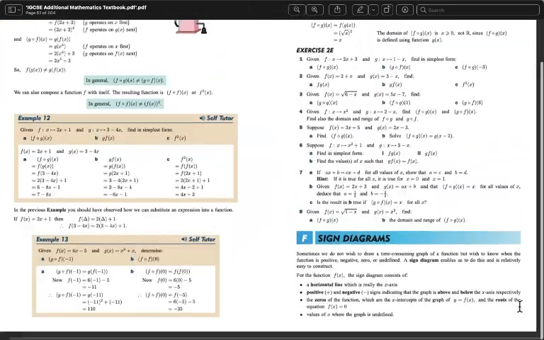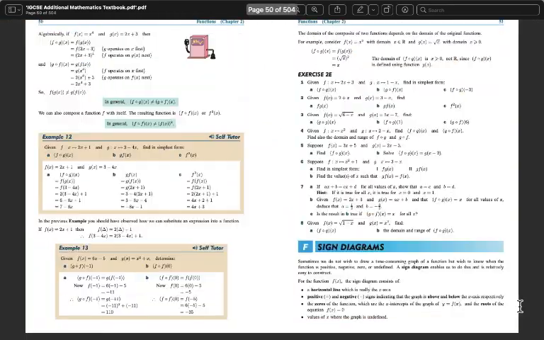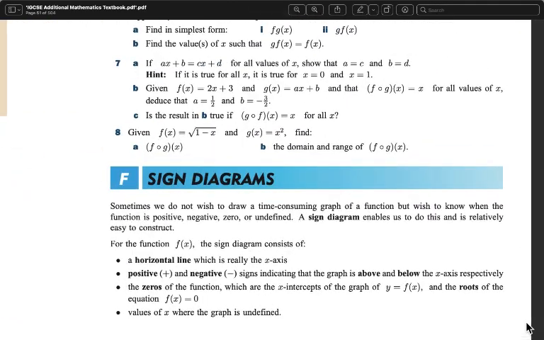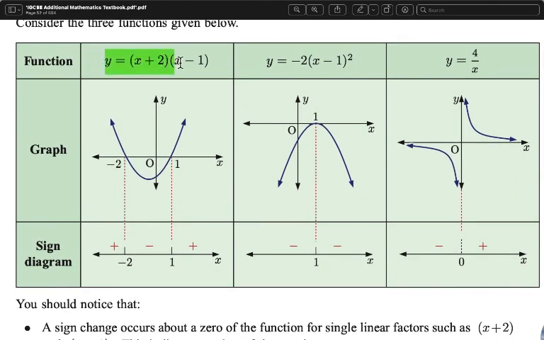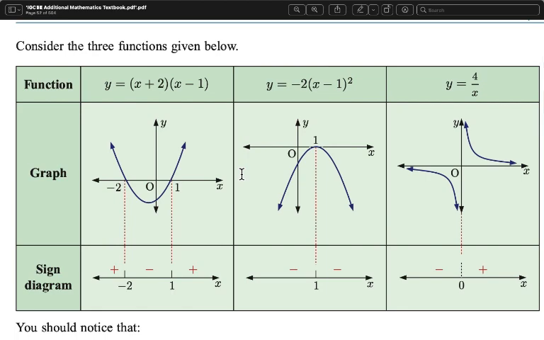And now we're looking at sign diagrams. Sign diagrams are a tool which can help you to see the actual value of y when x is larger or below a certain value. For instance, looking at this function, y equals parentheses x plus 2 and parentheses x minus 1. So we look at the zeros first. When x equals minus 2, y is 0, and when x equals 1, the y value is 0. So you input the two zeros here.